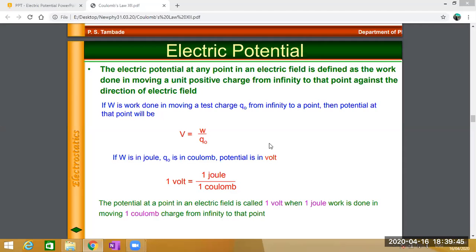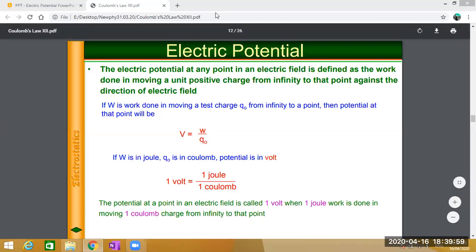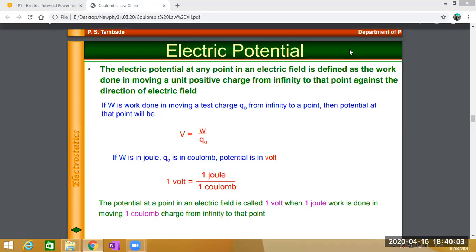In this class, we will discuss a new term, that is electric potential. So far, we have discussed a lot about electric field and Coulomb's law, Gauss law, and application of Gauss law. Now we have to discuss electric potential.